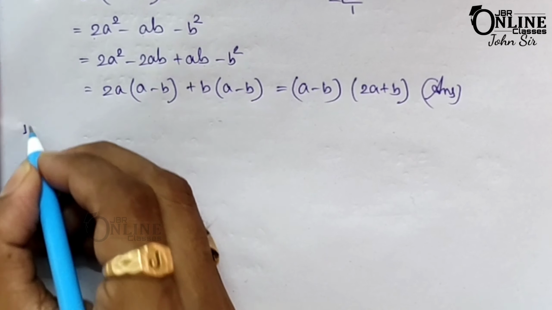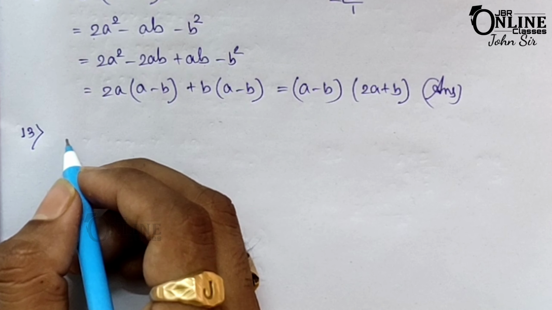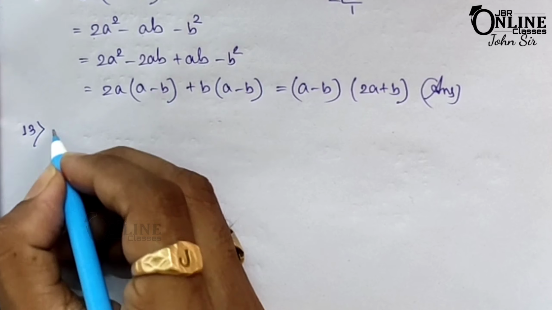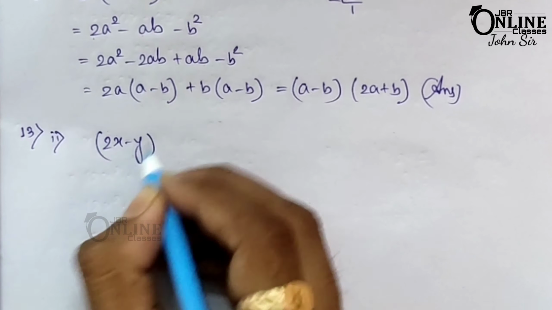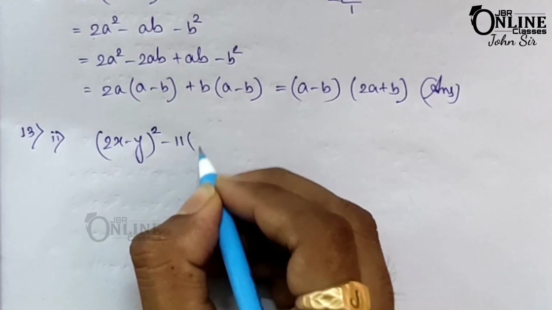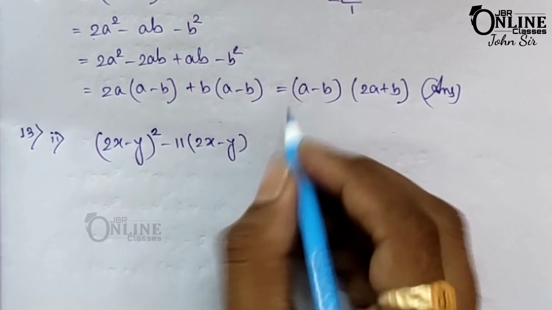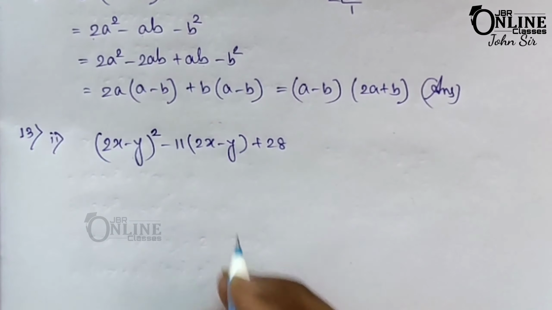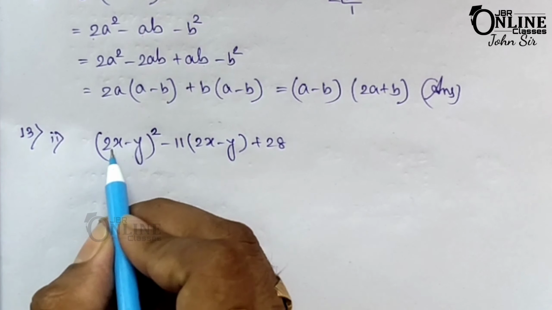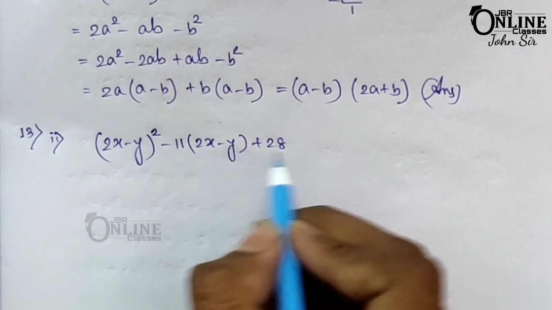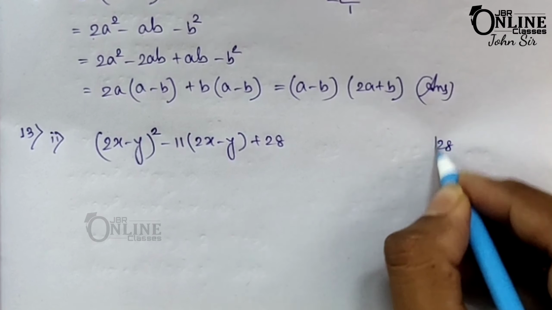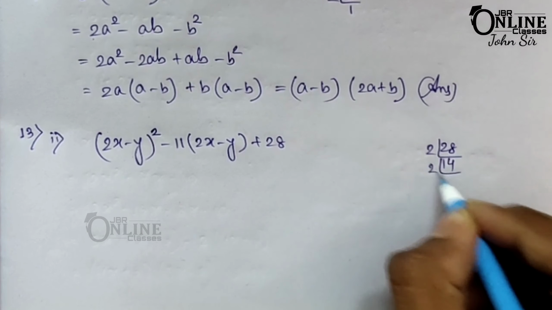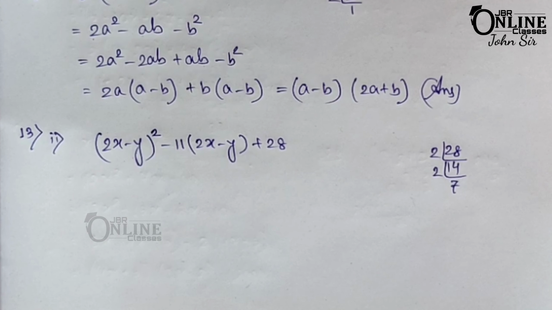Now sum number 13. So in sum number 13, 1 and 2 are similar kind of problem. So I'm going to solve sum number 13.2. So here 2x minus y whole square, then 11 into 2x minus y, and then plus 28. Okay, so here the coefficient of this portion is 1 and here 28. So 1 into 28, it becomes 28. So factorize 28. So 2, 2 and 7.